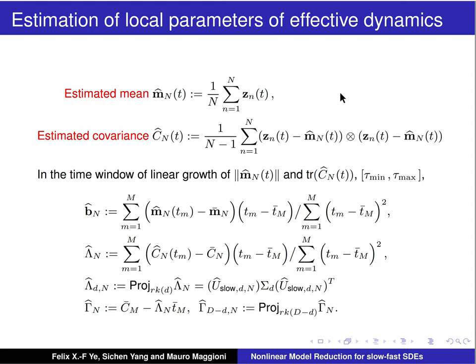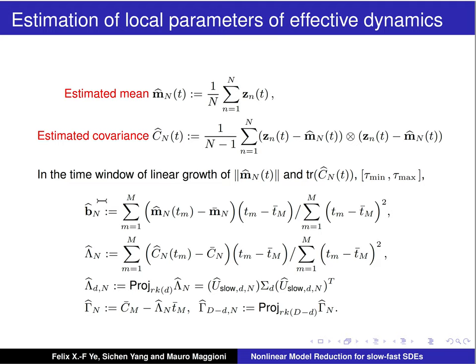So in fact, we can use the estimated mean and estimated covariance, as I said. But another thing is we need to make sure we are in the range of the time scale separation, which is tau min to tau max right here. So we need to plot these two quantities, the norm of the estimated mean and the trace of the estimated covariance. Once we plot these two, we need to find the linear region of these two quantities, and this time linear region can be our scale of separation, that we can use as the time window to learn the drift and diffusion. Okay, so this is a very standard linear model argument.